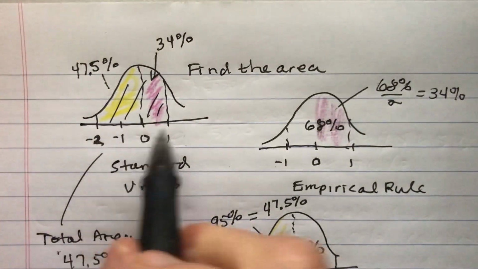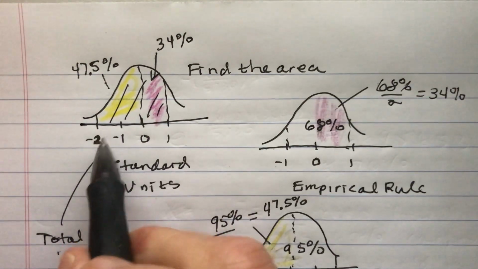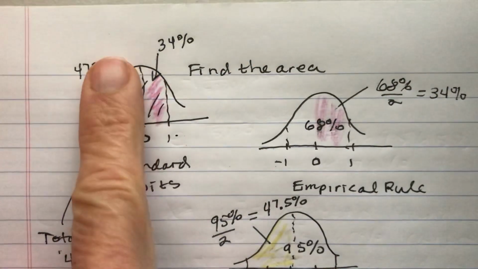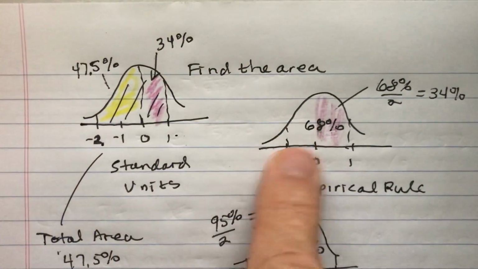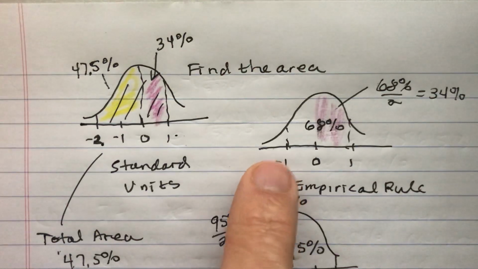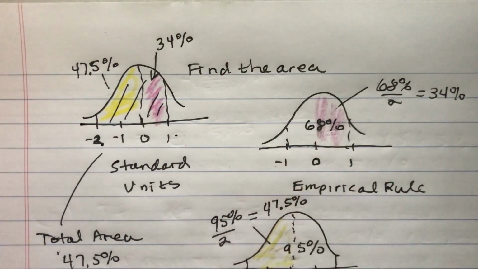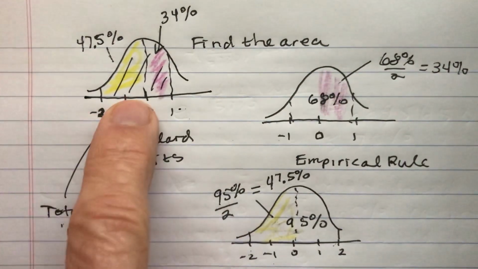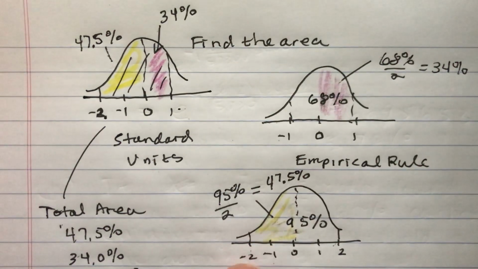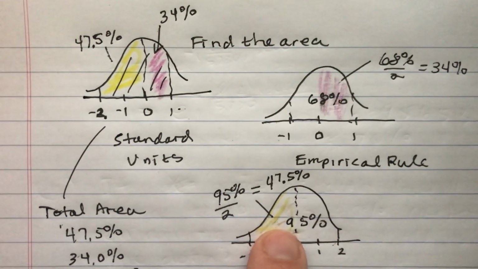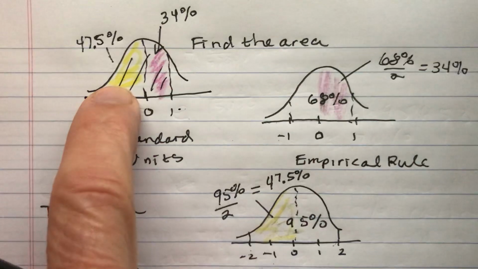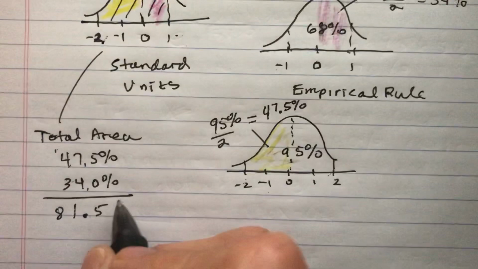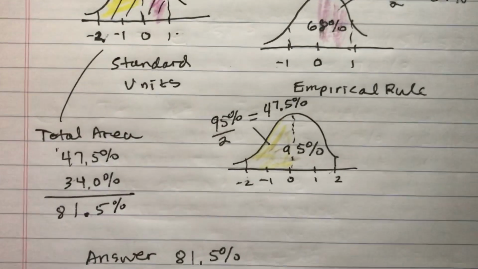Because these standard units are integers, not fractional numbers, I'm going between -2 and 1. I look at from 0 to 1, which is half of 68%, because 68% is between -1 and 1. That's the empirical rule, so half of that is 34. And then I look from -2 to 0. Well, -2 to 0 is half of going from -2 to 2, so it's half of 95. Then I find that number and just add the two. So it's pretty cool that you can do that.